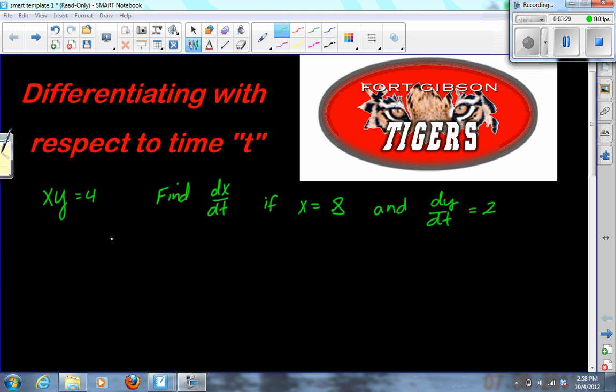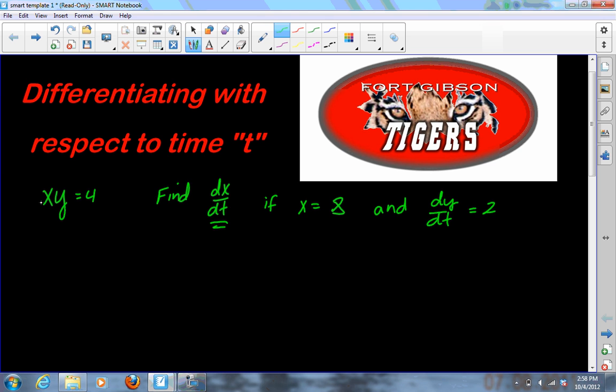Here's another example, xy equals 4, find dx dt. Here's a bunch of information, this is what I need to find. So x times y equals 4. First times the derivative of the second, this is a product rule. So rewrite the first thing, times the derivative of y with respect to t, which is dy dt, plus the second times the derivative of the first with respect to t, so that's dx dt. The derivative of 4 with respect to t is 0.